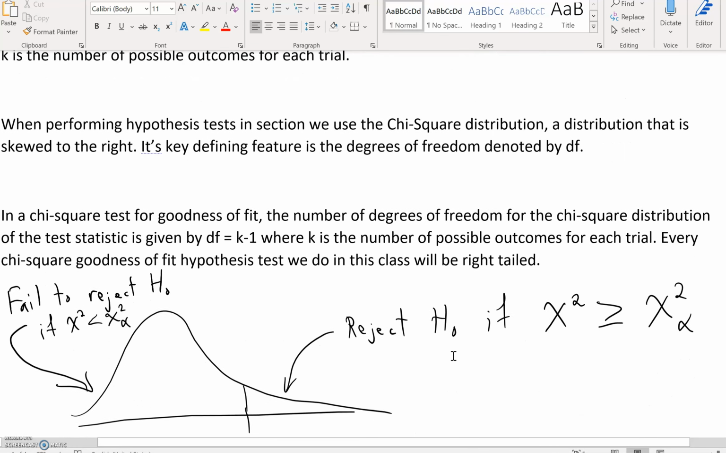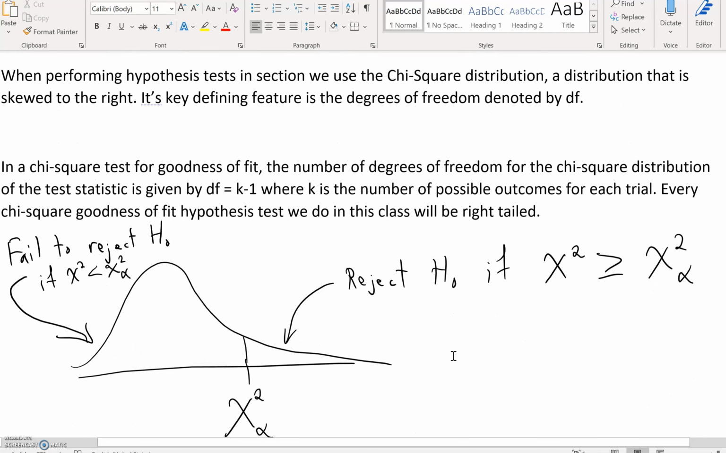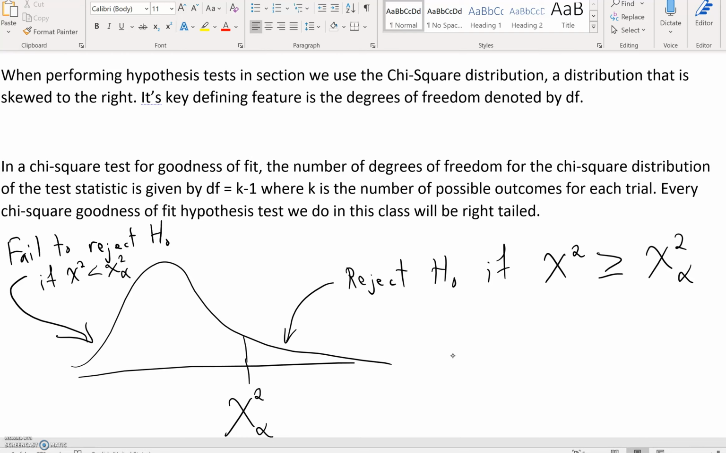When performing hypothesis tests in this section, we will use the chi-square distribution. I drew a quick rough sketch here of the chi-square distribution. This is a distribution that is skewed to the right. Its key defining feature is the degrees of freedom, denoted by df. The degrees of freedom for the chi-square distribution that we're going to be using for these problems is defined as k minus 1, where k is the number of possible outcomes for each trial.